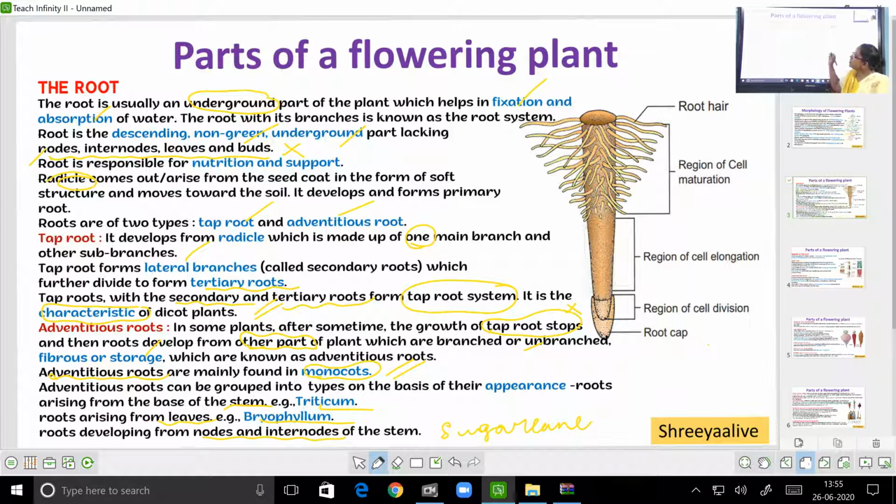So in this slide we studied the functions of the root, the types of root, that is the taproot and the adventitious root, the characteristic features, where each is present or how it is formed, and the different types of roots. That means adventitious roots can be from the stem, from the leaf, or even from the nodal region.